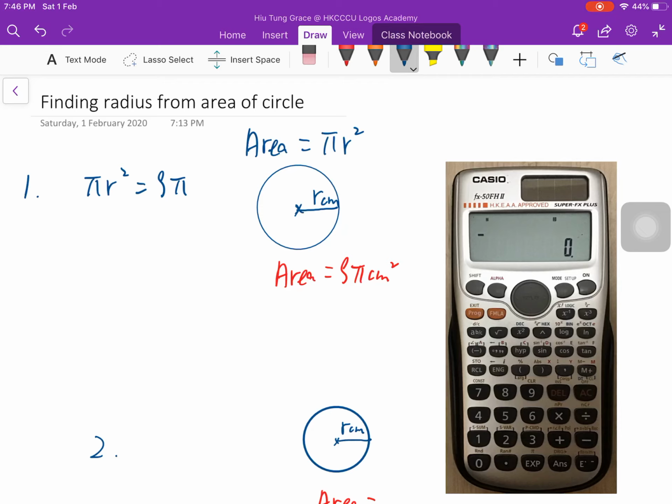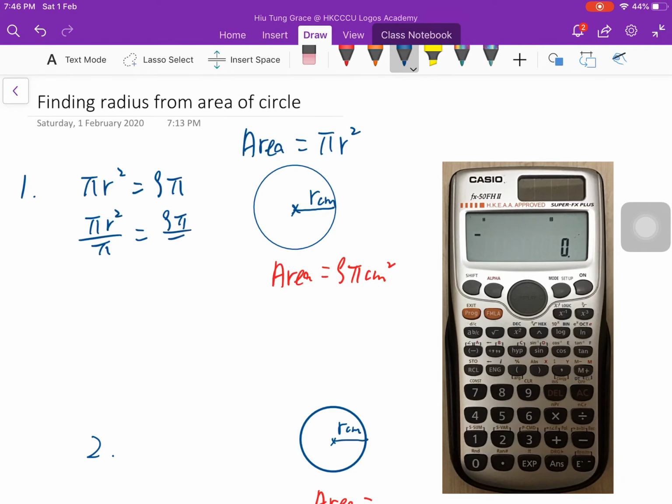To solve such an equation, we first divide both sides by pi, so that we simplify the equation to r squared equals 9. Well, this is a new equation for you, but I believe that by common sense you can guess what r is. So let me give you 3 seconds.